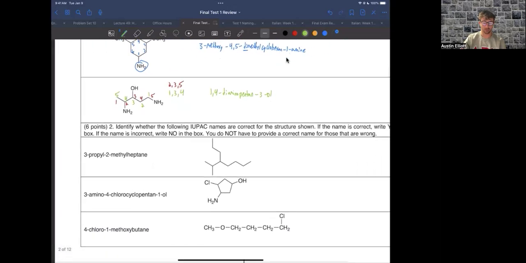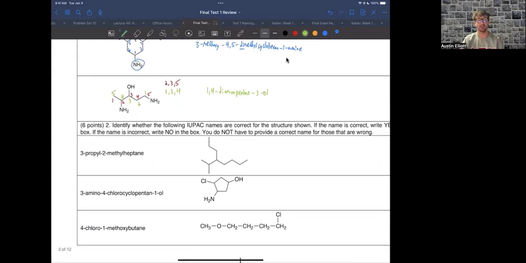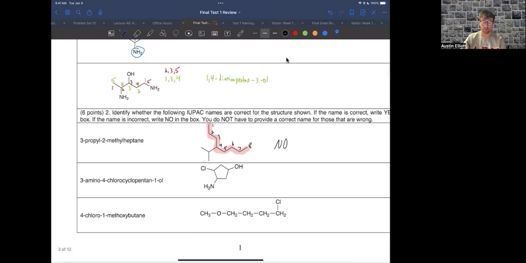Now we can move on to the yes and no naming. So with these, the trick is honestly to name it yourself. So if we look at our longest parent chain here, which is that, we can go 1, 2, 3, 4, 5, 6, 7, 8. Our longest parent chain is octane, so that automatically means that this name is not right. This is no.